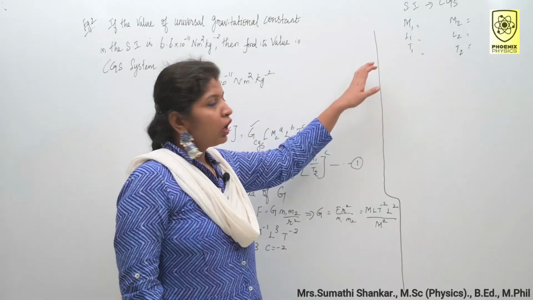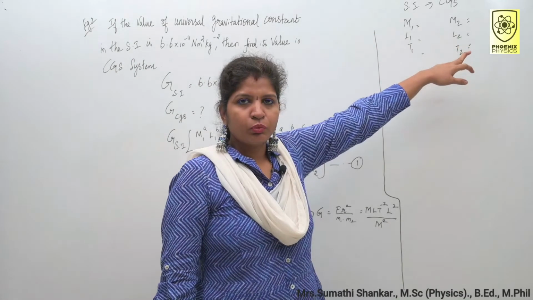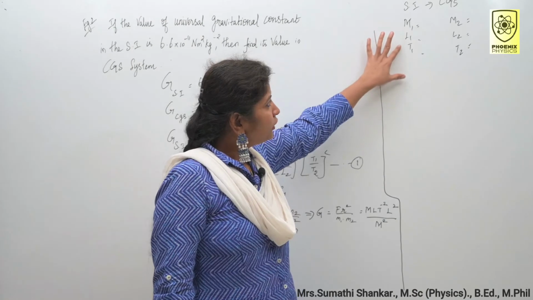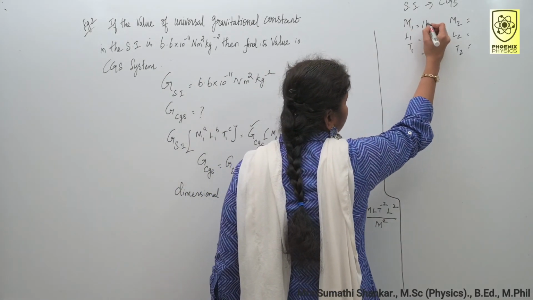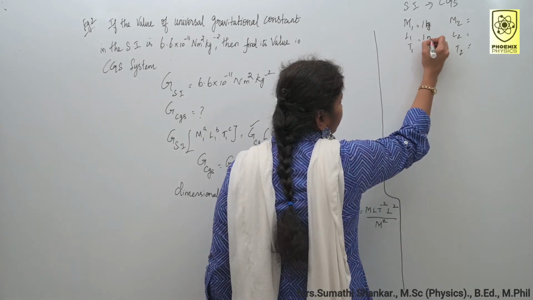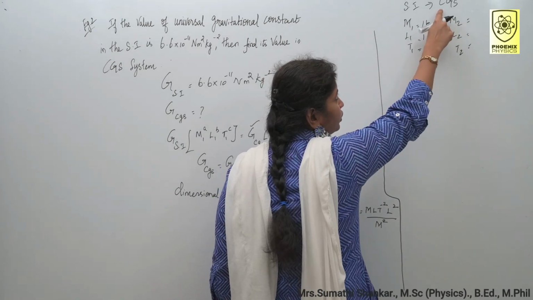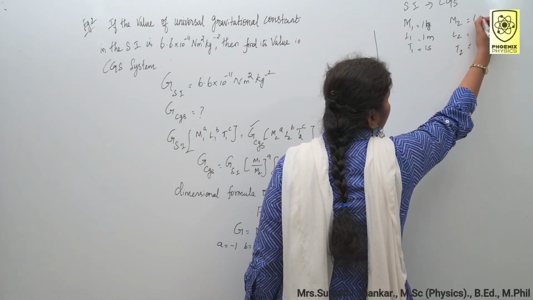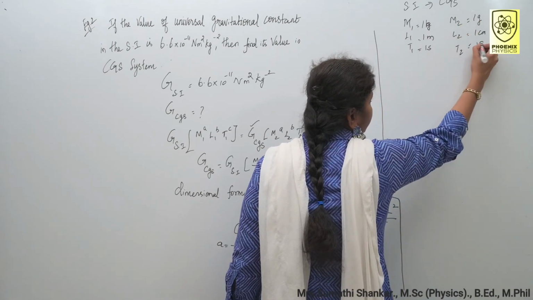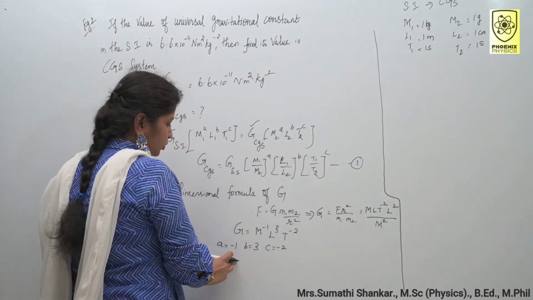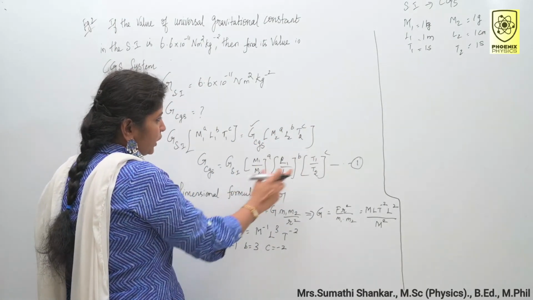Up to this clear? Our motto is to convert SI to CGS system of unit. So what is M1, L1, T1 here? This is SI system. So M1 is nothing but 1 kilogram and L1 is nothing but 1 meter and T1 is nothing but 1 second. Here M2 in CGS system is 1 gram and L2 1 centimeter and T2 1 second. Substitute all the terms, that is A, B, C values and M1, L1, T1 values in equation 1.